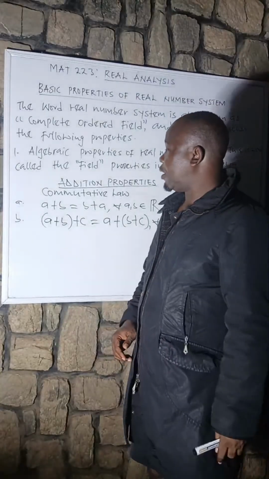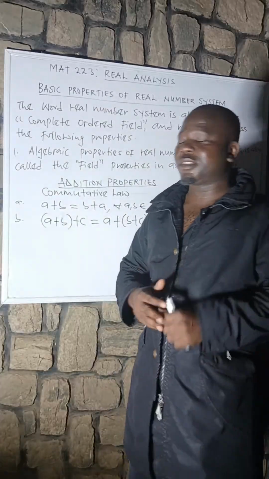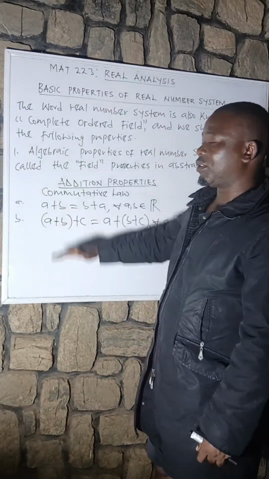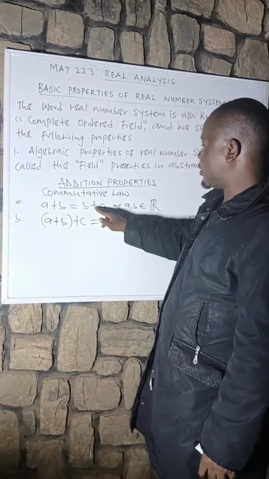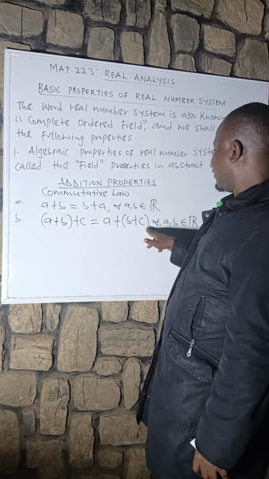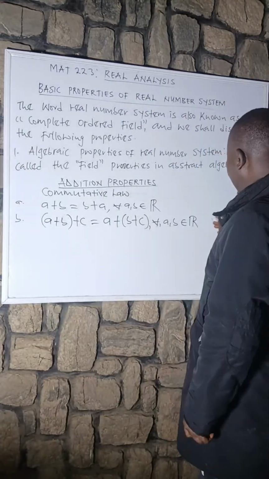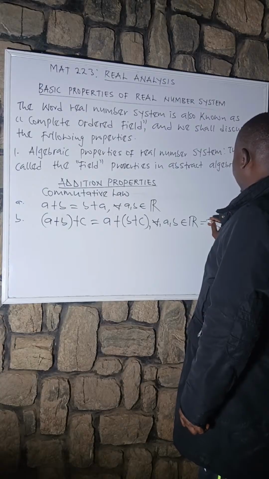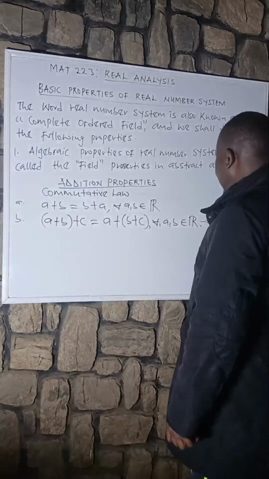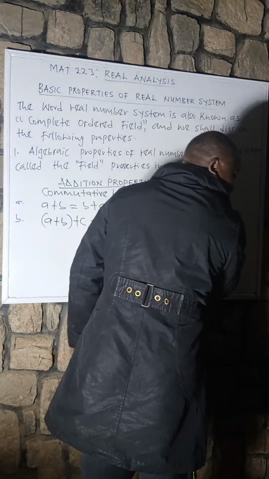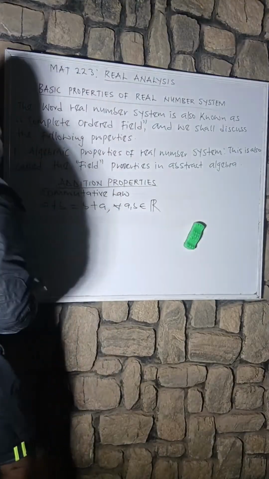So before one can be able to prove any of the theorems, at least you must take note of all these properties. Is that clear? This one is commutative. Then this one is associative. This is associative law. Okay, let me just clean it, and write it under associative law.